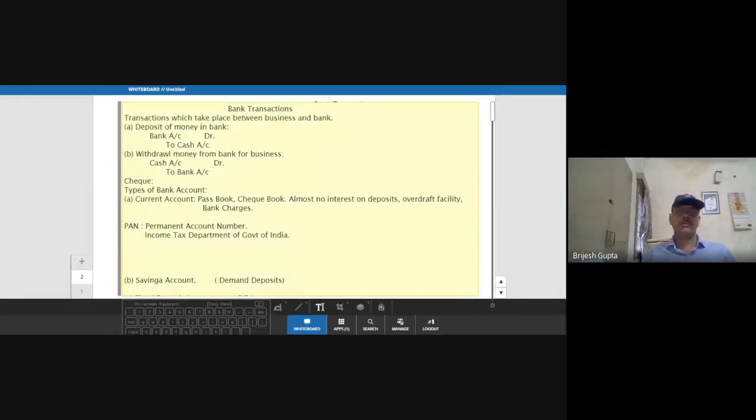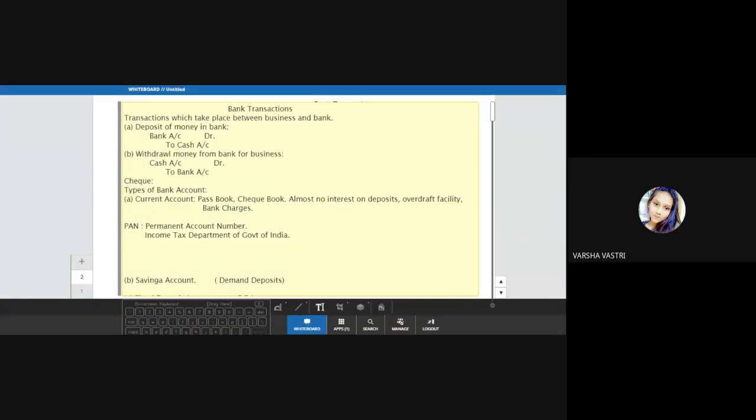So two important documents are needed for opening the account, whether you are opening a current account or a savings account. Are you understanding? Which documents do you need? I am telling you practical knowledge. Aadhaar card, PAN card, and a photocopy of the Aadhaar card.